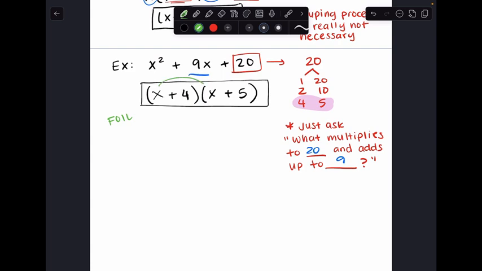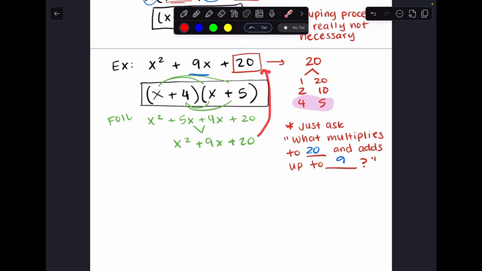So to do that quickly, I know x times x gives me x squared, x times 5 is positive 5x, 4 times x is 4x, and then 4 times 5 is 20. Again, when you combine those together, you are left with x squared plus 9x plus 20, which brings me back to our original problem. Okay, so there is that.